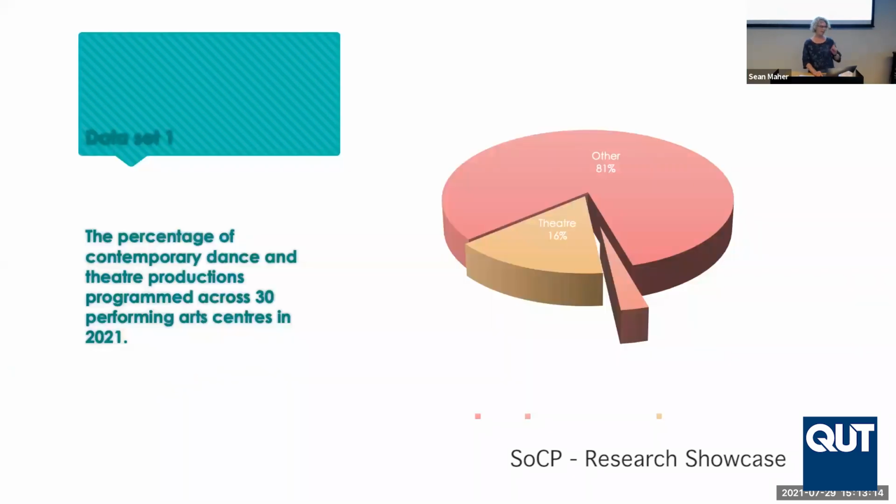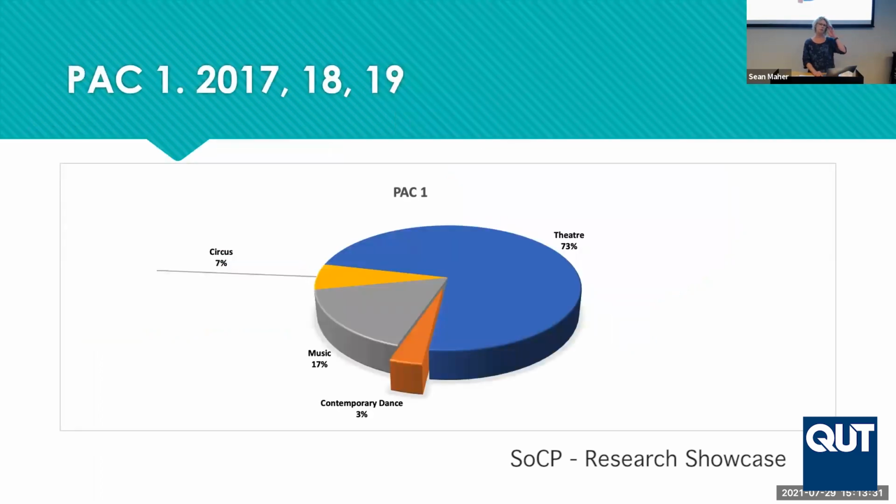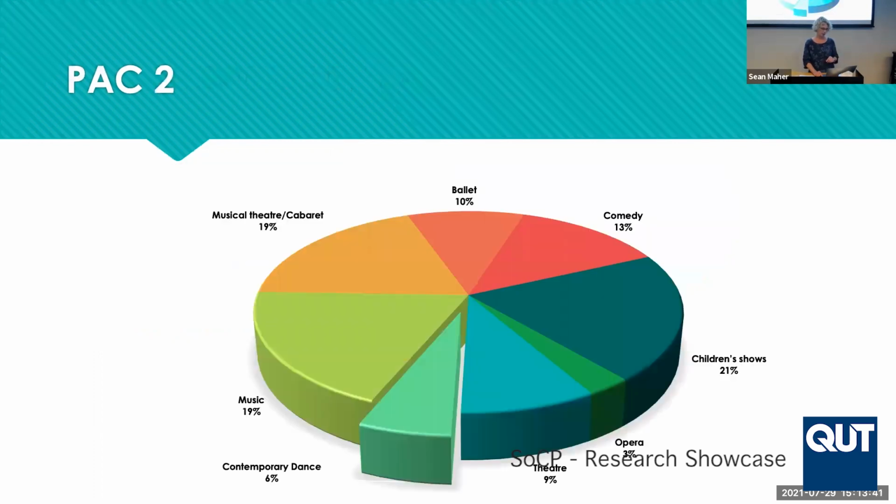This shows you the amount of contemporary dance, which I haven't named here, but it's the little biscuit, in comparison to the amount of theatre that's been programmed across 30 performing arts centres this year. And then if we go on through the data, now this is from the subsidised arts program, so you can see there's a mix there. There's also not much circus, however, there's less circus around than there is contemporary dance at the moment. I mean, you can watch this space.